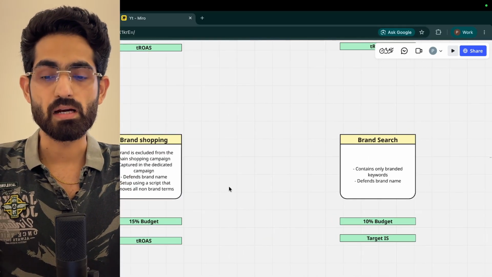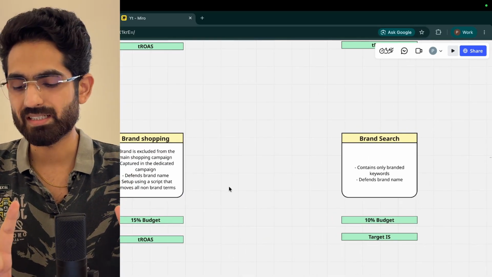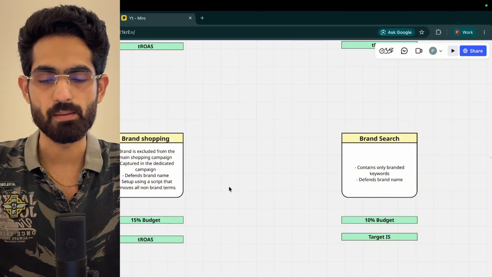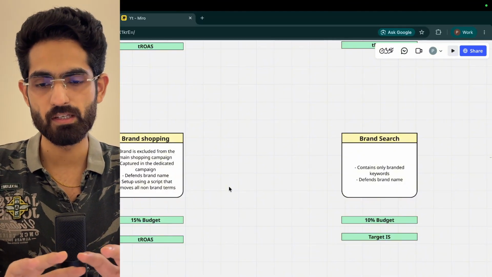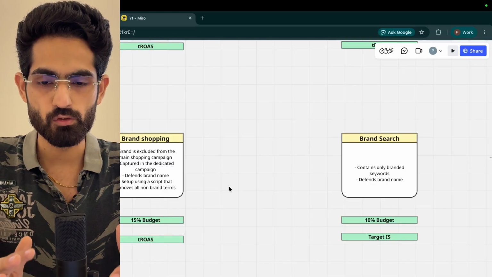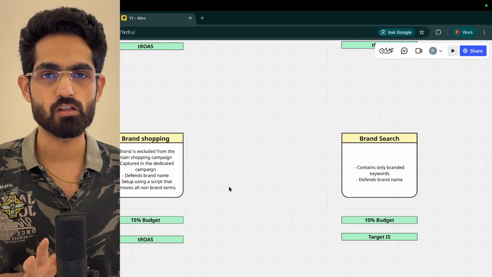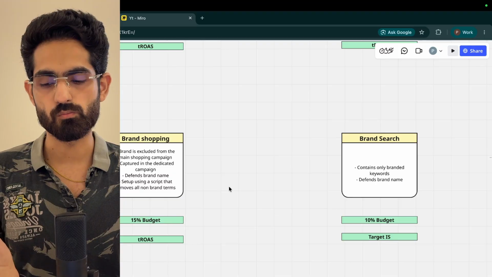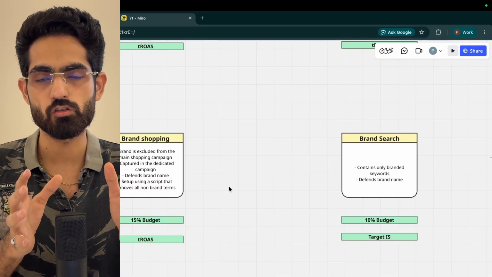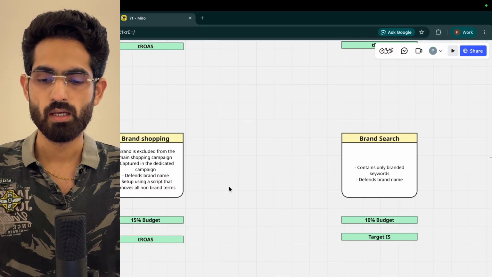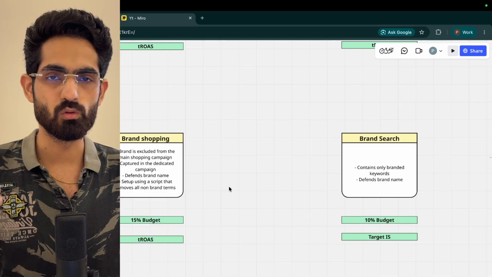Then we have a brand shopping campaign. You cannot target specific keywords in a shopping campaign, but how we turn this shopping campaign into a brand-only campaign is we use a script that automatically excludes all of the general search terms, right? And so it eventually turns this shopping campaign into brand only, because the only terms that are left are branded, so it only triggers from them.